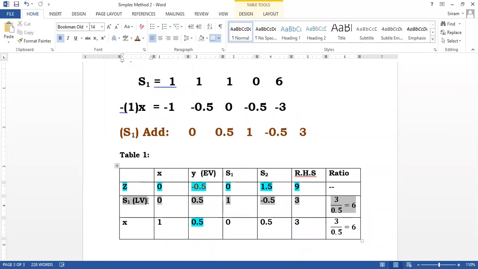Both the numbers are 3. The corresponding number is 0.5. So we are getting the same ratio. You can select any ratio. Please remember, when you have a tie, you can select any number.